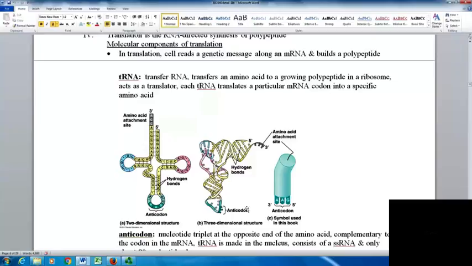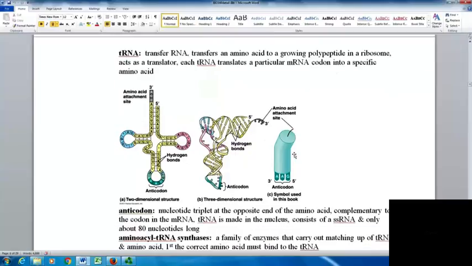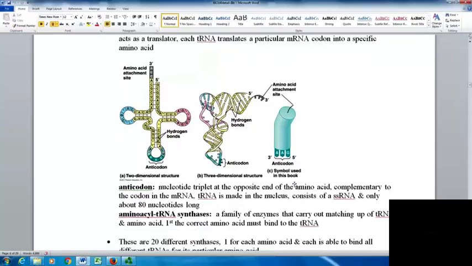I like this picture on the end here. You've got your tRNA here. On the very end is where you would attach the amino acid. And then down at the bottom, you've got these 3 bases that make up the anticodon. It's a nucleotide triplet at the opposite end from the amino acid, and it's going to be complementary to the codon in the mRNA. That way you can verify on the tRNA that you've brought the correct amino acid by making sure you're using the complementary sequence to piece them together.